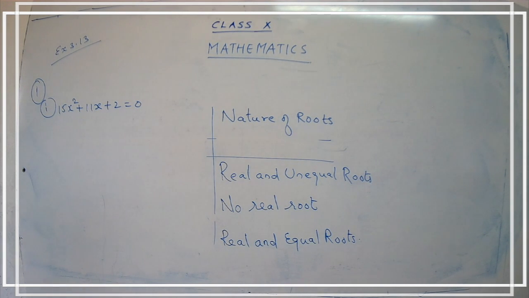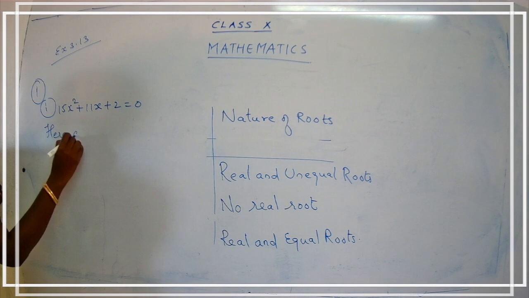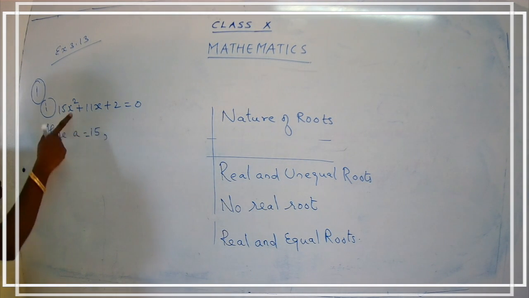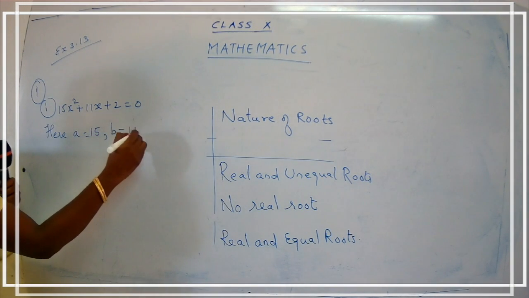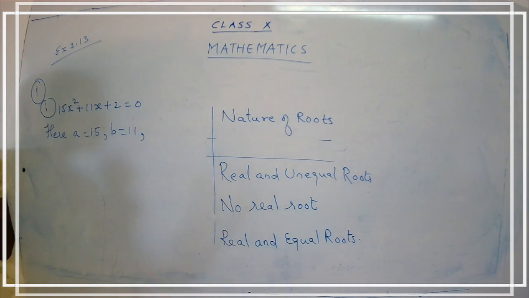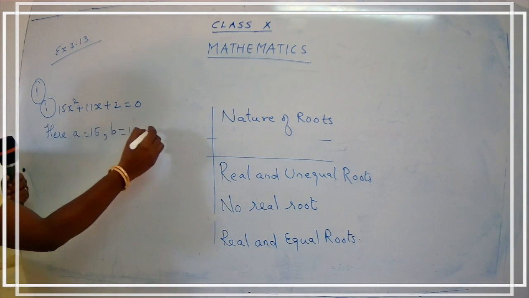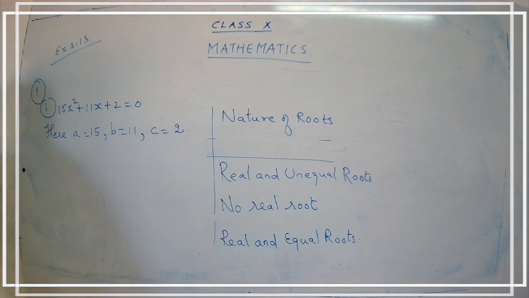Write down. Here, A is equal to, that is the coefficient of x square term. So it's 15. Here A is equal to 15. What is B value, children? It's 11. And what is C? Plus 2. Whenever you take the value for A, B and C, you have to focus on the signs also. Here all the terms are positive, so no need to worry. We can take all the signs as positive. If you have a negative sign, you have to focus on those signs also. So what is A? 15. What is B? 11. And what is C? 2. Okay. So I have found the value for A, B, C.